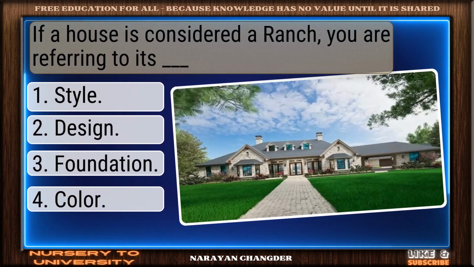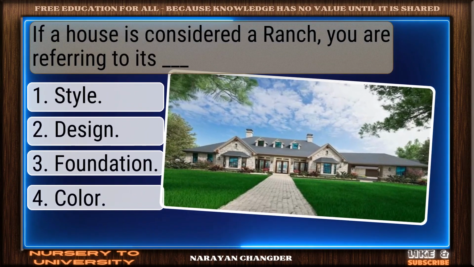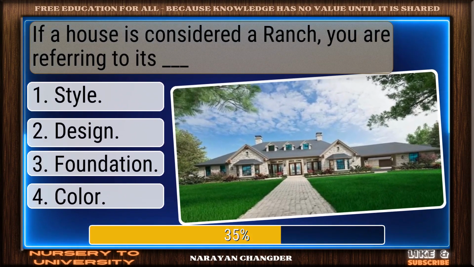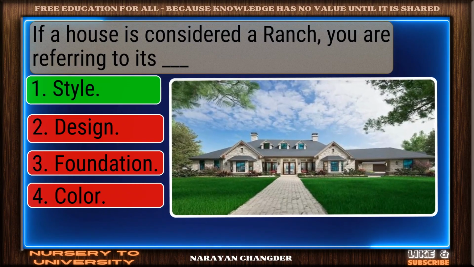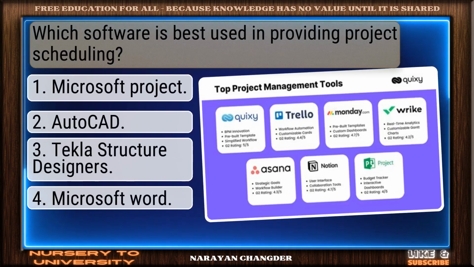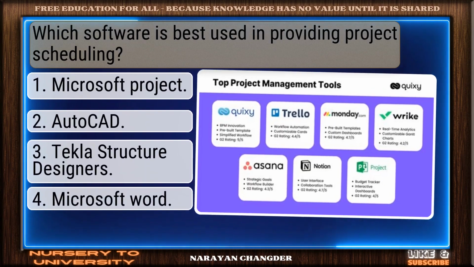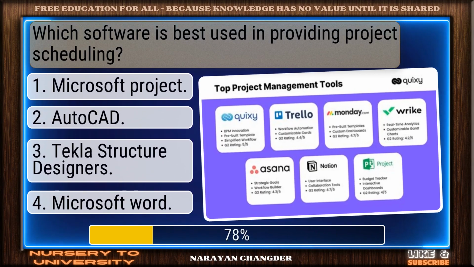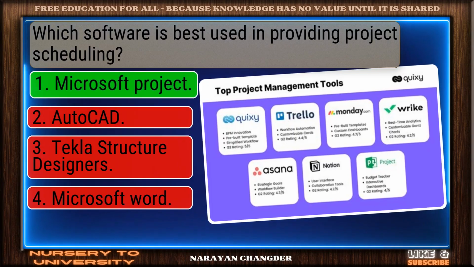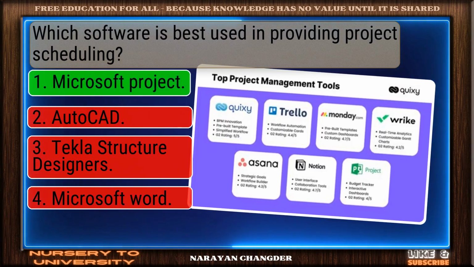If a house is considered a ranch, you are referring to its dash. Solid response. Style is a valid choice. Which software is best used in providing project scheduling? Well done. Microsoft Project is the right choice.